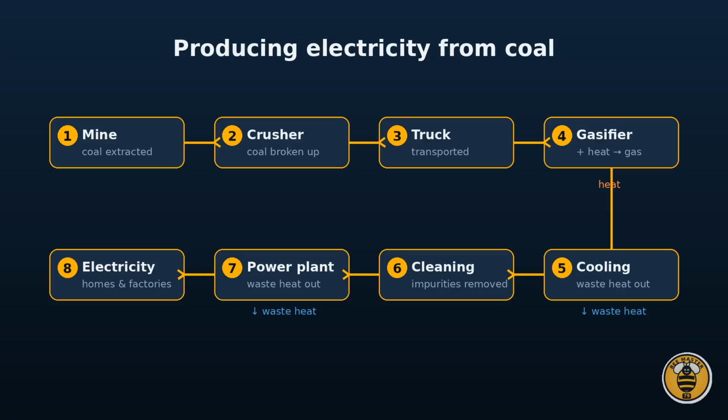Let's read the diagram first. Coal is mined, crushed, then trucked to a gasifier where heat turns it into gas. The gas is cooled, cleaned, and burned in a power plant to generate electricity for homes and factories. Waste heat escapes at 2 points.